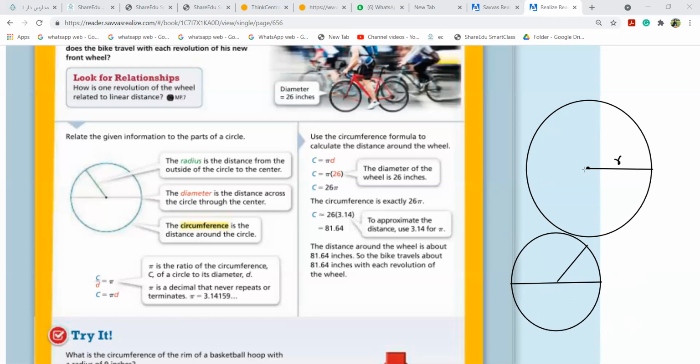And the circumference means it's the distance around the circle. There's a formula. Did you understand till here, everyone? Girls, Majduleen, are you listening?